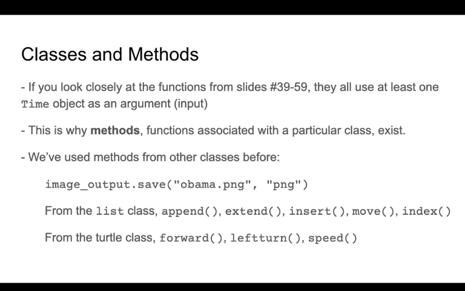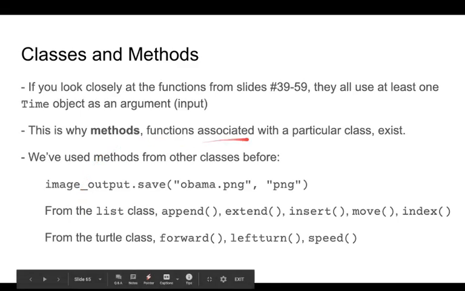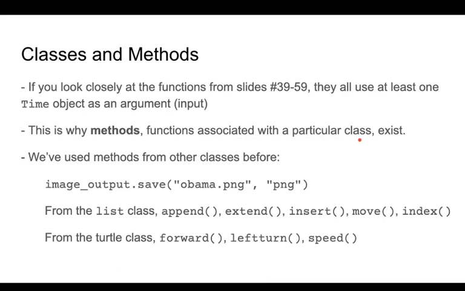So that's why we have methods. Methods are functions associated with a particular class. They belong to specific classes. In Computer Programming A, for example, your ball class has a move, a bounce, and a show.